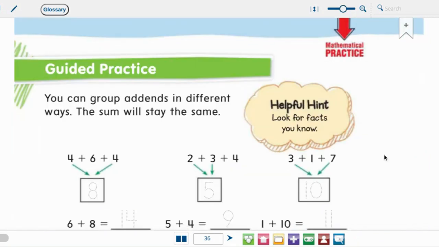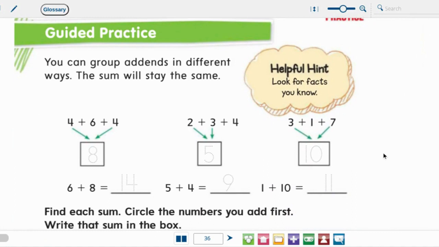So this is page 36. All right, and I already told you that as I am writing on the screen, I want you to make sure that you are also writing in your book. That's going to be the best way for you to follow along. So it says here, you can group addends in different ways. The sum will stay the same.